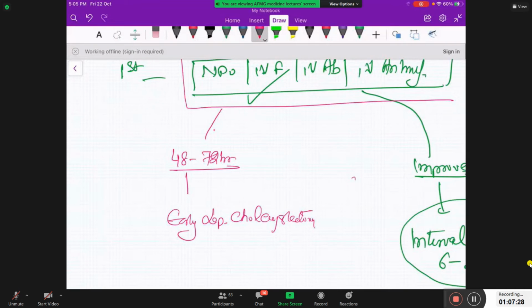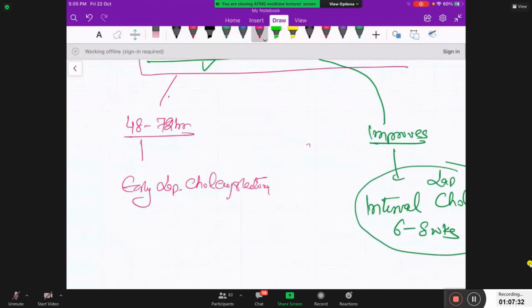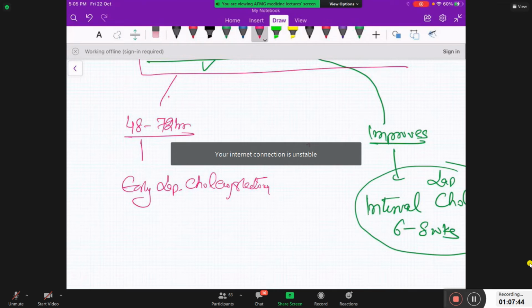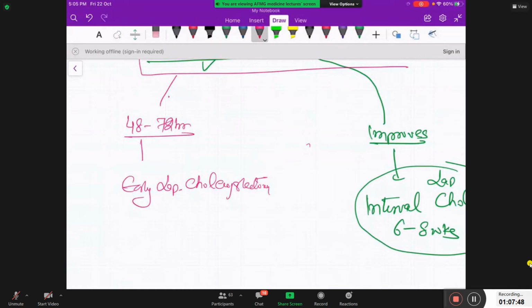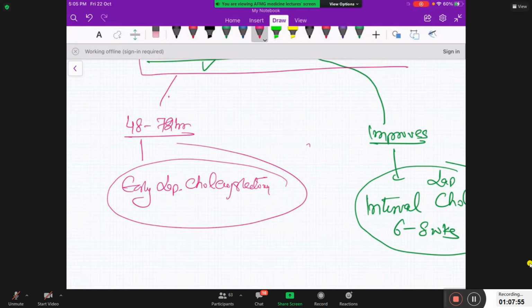Early laparoscopic cholecystectomy. An important point for us to understand: there are two types of operation theater we have. One is the elective operation theater, another is the emergency operation theater. This early laparoscopic cholecystectomy, we are not going to do in the emergency operating room. We will be doing it in an elective operating room.